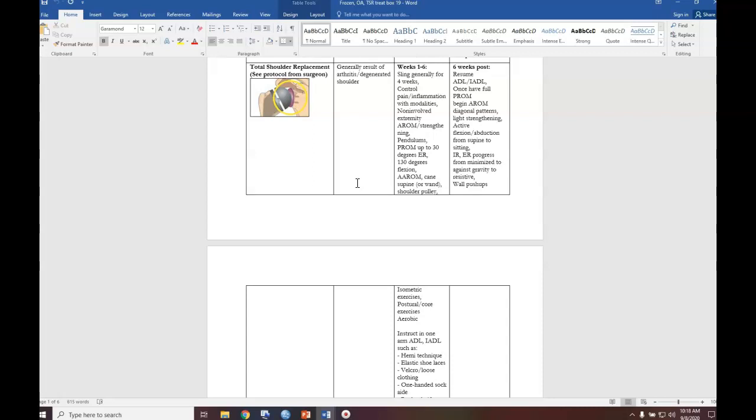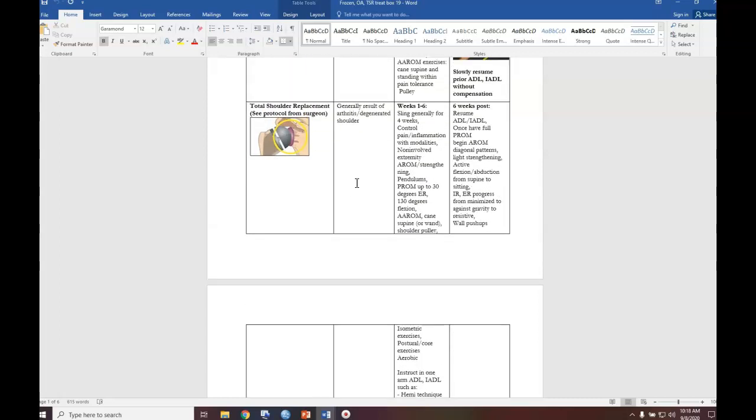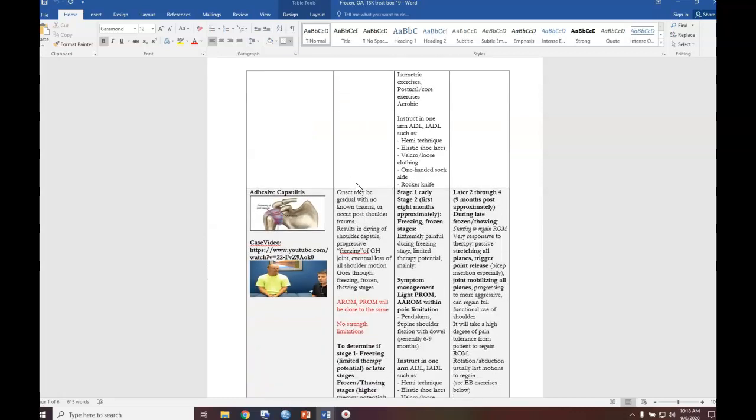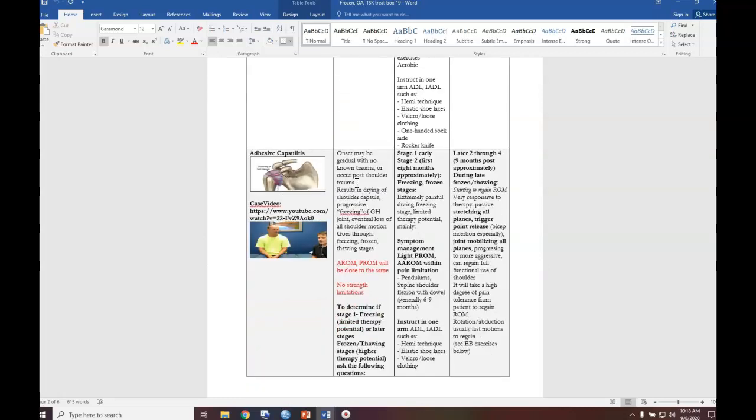You'll get protocols from the orthopedic surgeon as well on what to do over the time period when you're rehabbing a shoulder replacement. You'll see a lot of these in different settings. And then this is the big thing for this week that you need to know and need to know well. Adhesive capsulitis. Again, there is no test for adhesive capsulitis.